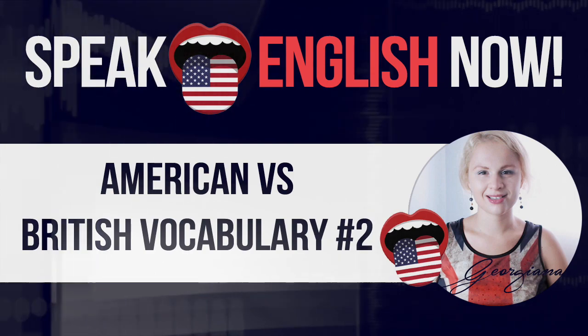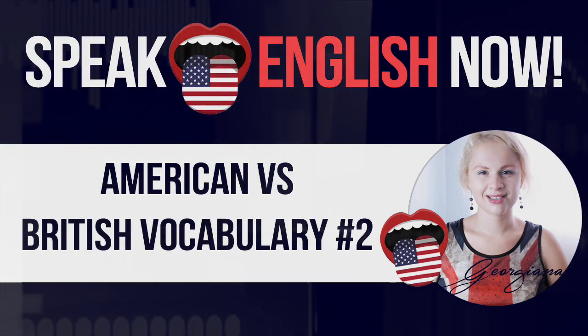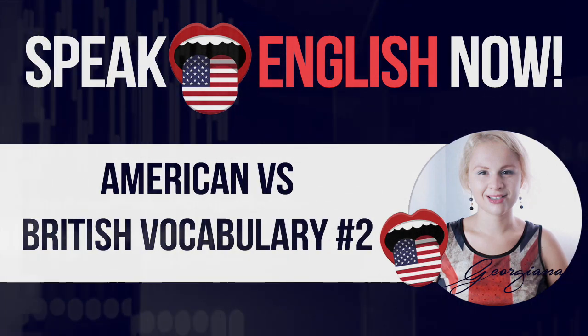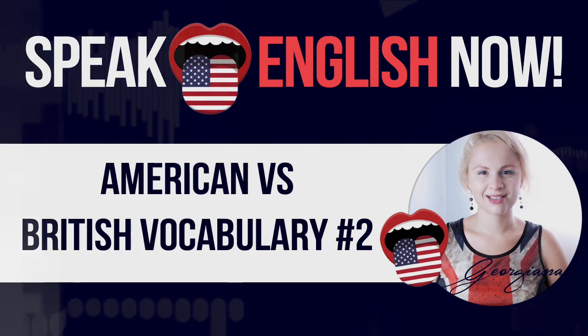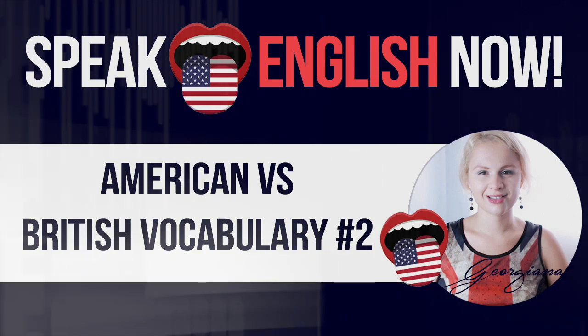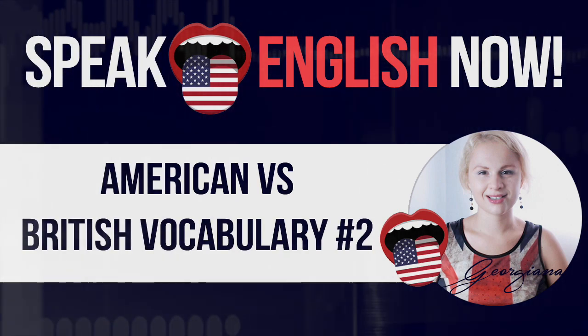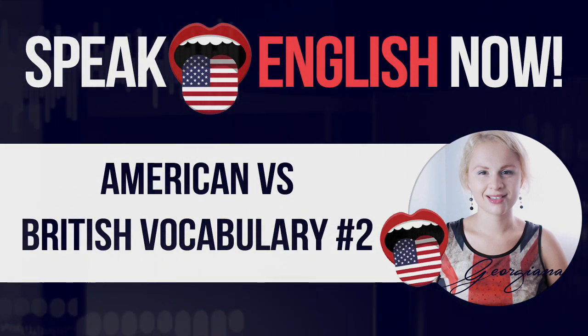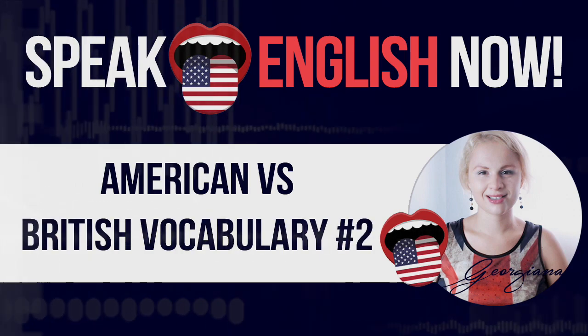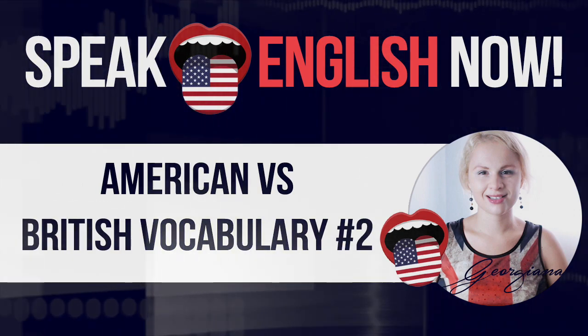Confusing, right? So let me repeat the example in American. I live on the first floor and my neighbor on the second floor. Now in British. I live on the ground floor and my neighbor on the first floor.